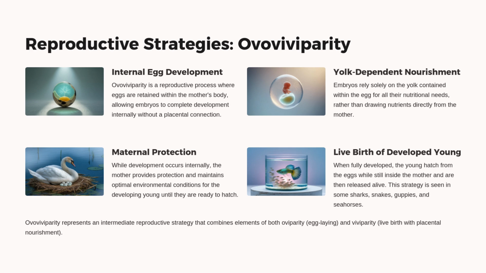Live birth of developed young. When fully developed, the young hatch from the eggs while still inside the mother and are then released alive. This strategy is seen in some sharks, snakes, guppies, and seahorses. Ovoviviparity represents an intermediate reproductive strategy that combines elements of both oviparity, egg-laying, and viviparity. Live birth with placental nourishment.